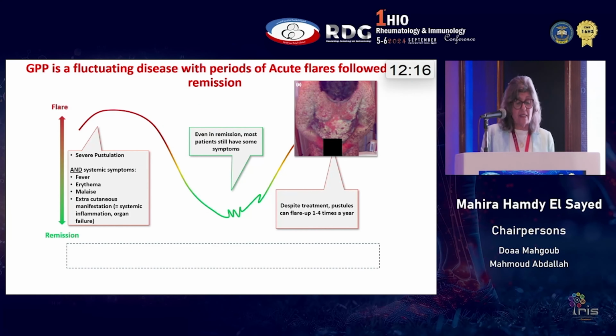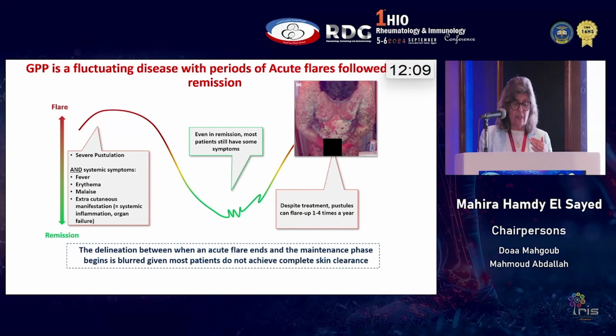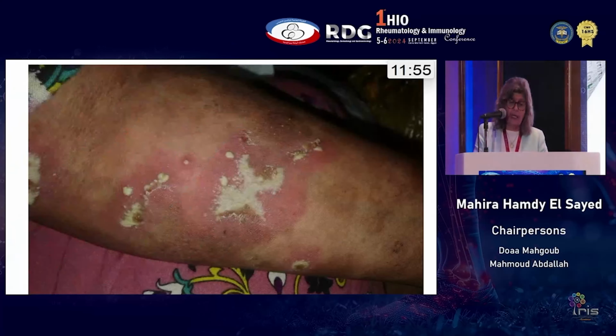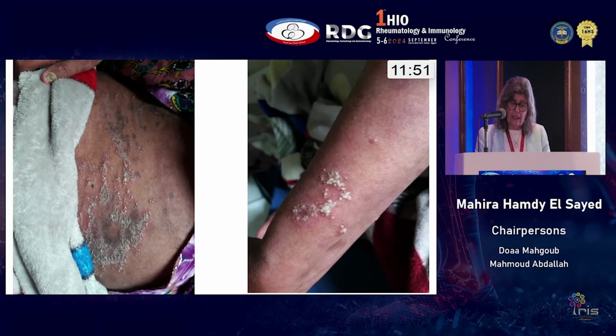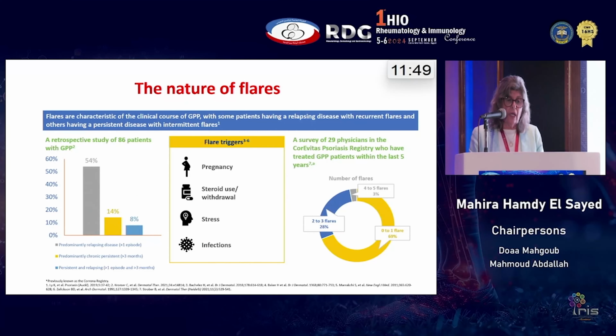Now, when a flare occurs, even when the patient is in remission, they still have symptoms. So sometimes it's very difficult to differentiate between the actual flare ending and the maintenance phase. The patient comes in with a flare, but even after improvement, he still has remaining skin lesions. And this is one patient in a flare, and even after we treat the patient, the skin remains affected.